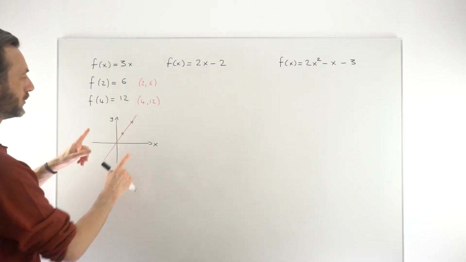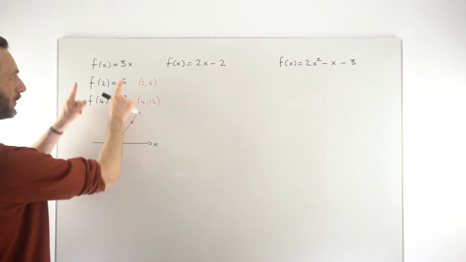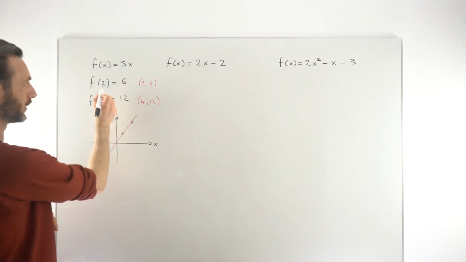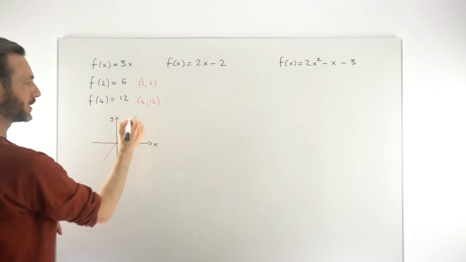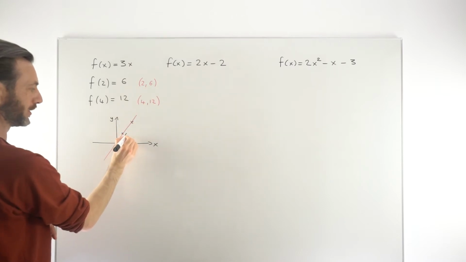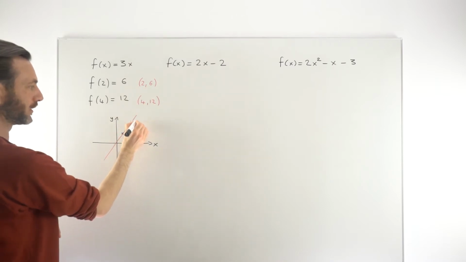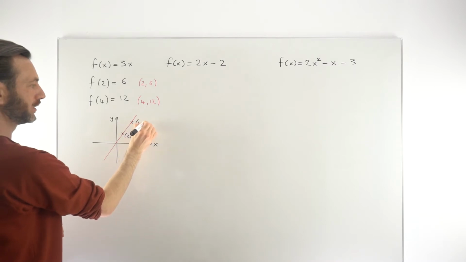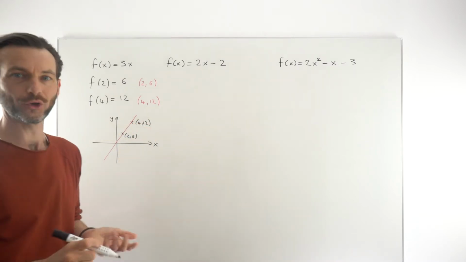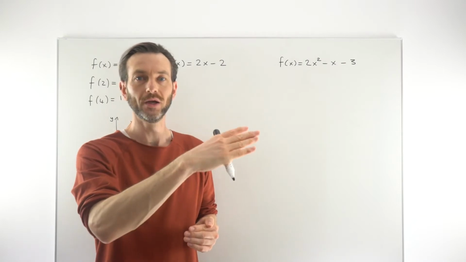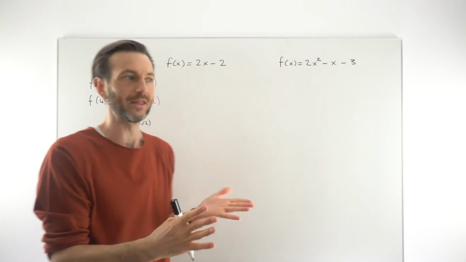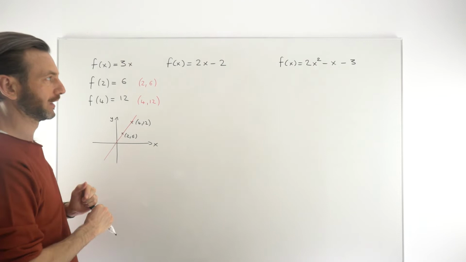The point is, how did we get here from here? We just took the input and the output and made a coordinate, and we then plotted the coordinates. So this was the point 2, 6, and this was the point 4, 12. And that is what the graph of a function is. It's just a bunch of points. Generally, we don't need that many points. We need the key points, really.